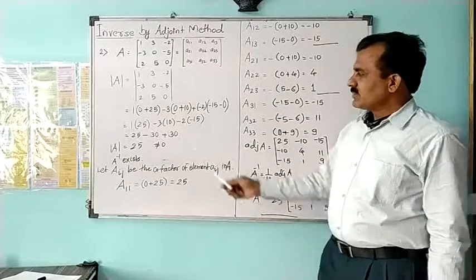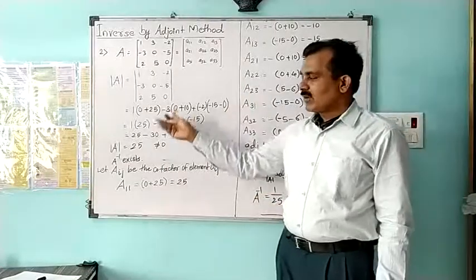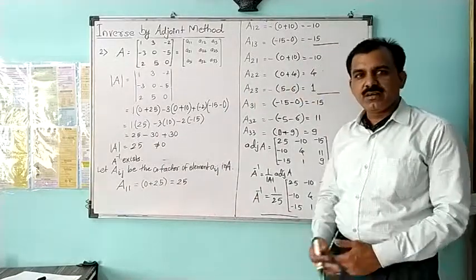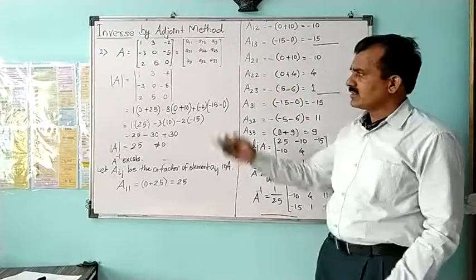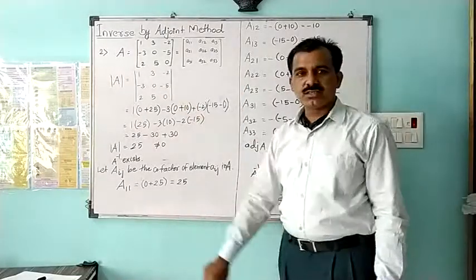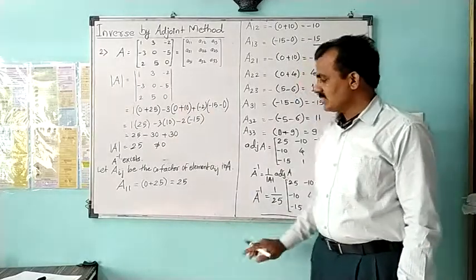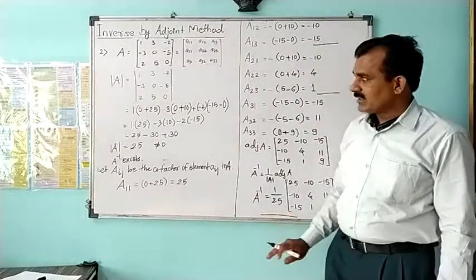So we have taken the definition, later on the example containing 4 elements, that is to find the inverse of order 2, as well as to find the inverse of an order 3 matrix. So these are the concepts for getting the inverse by the adjoint method.